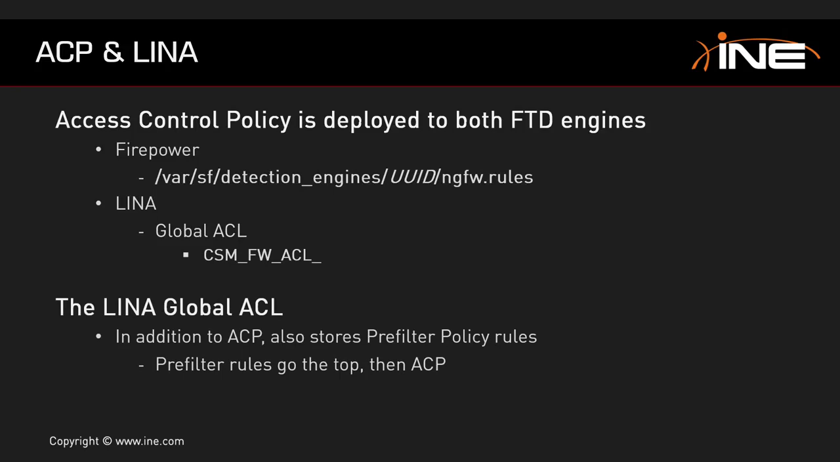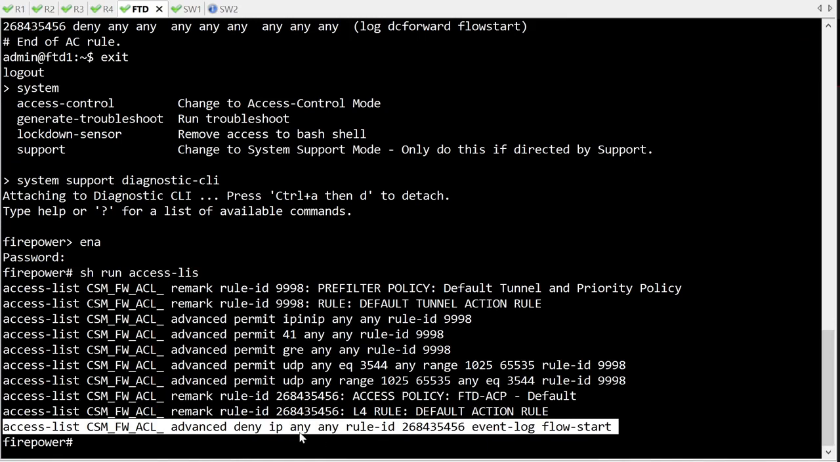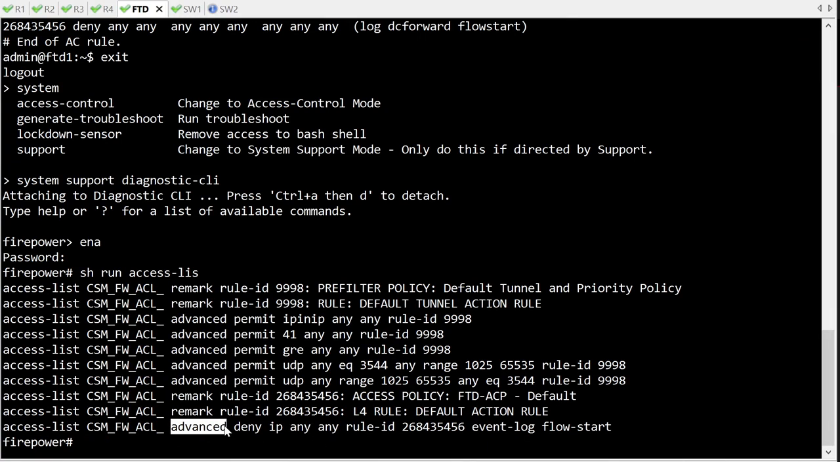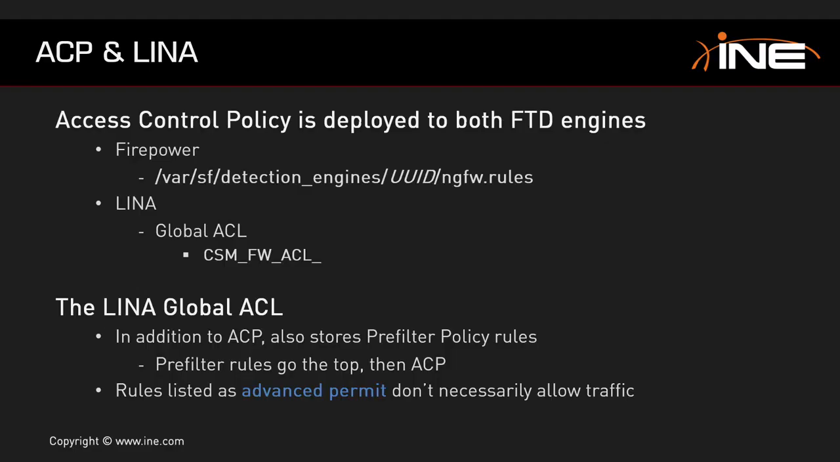Okay, so like I said, the Lina engine also stores pre-filtering rules. This is going to be important when we get to the pre-filtering policy. But one additional thing that I also want to point you to is that those rules, as we will see in some other sessions, most of them are going to use the advanced keyword. Okay, and when you say advanced permit, it doesn't necessarily mean that communication is going to be allowed. In general, when you see this advanced option, it means that we want to send the traffic to the other inspection engines to the Firepower.